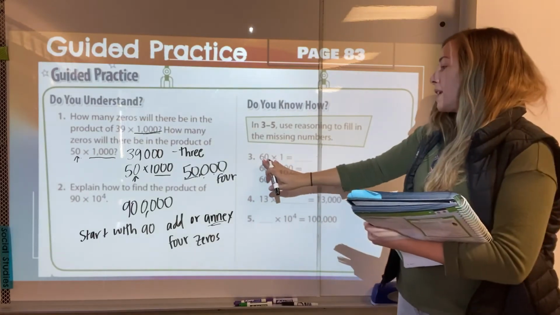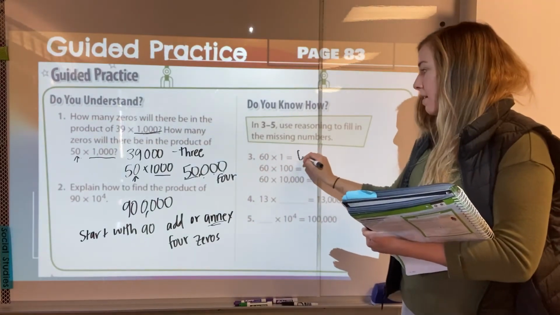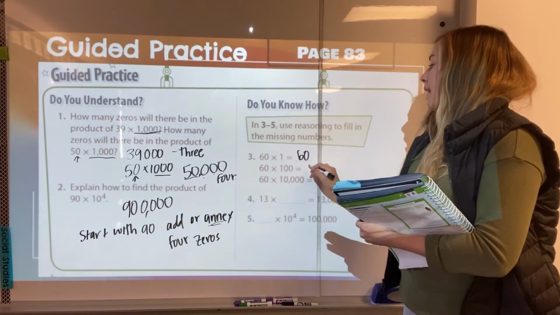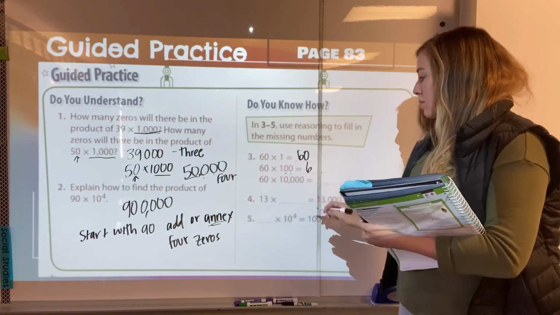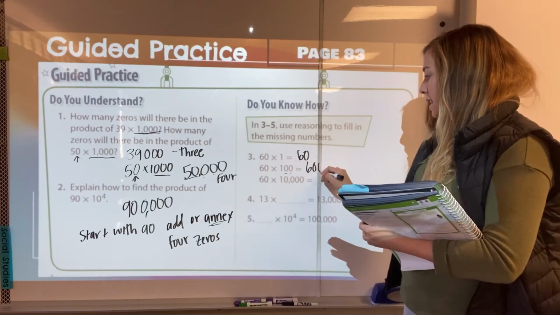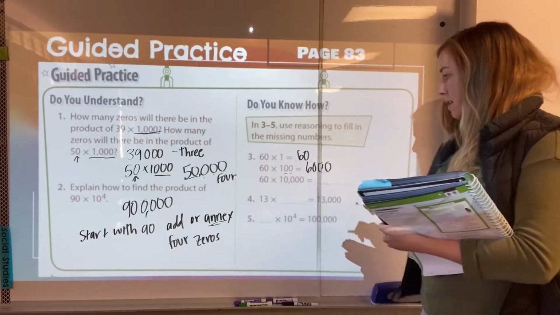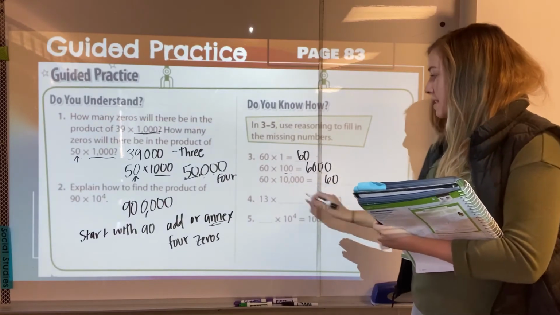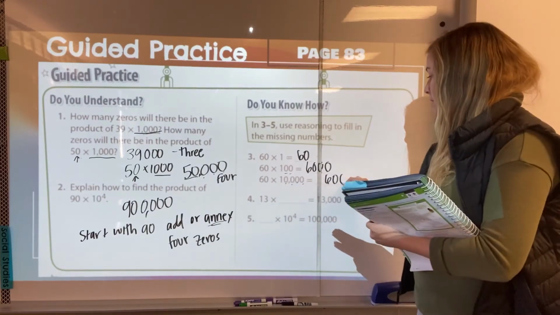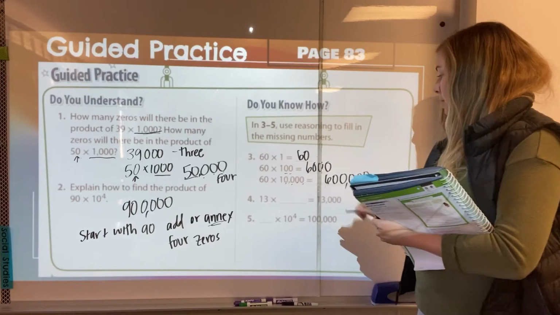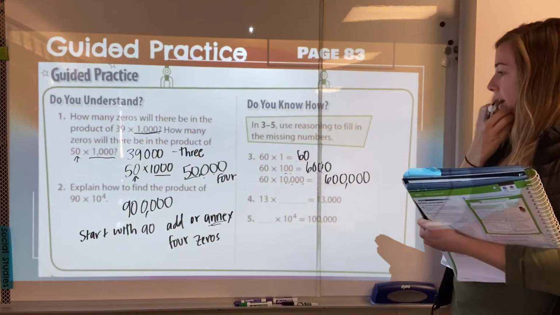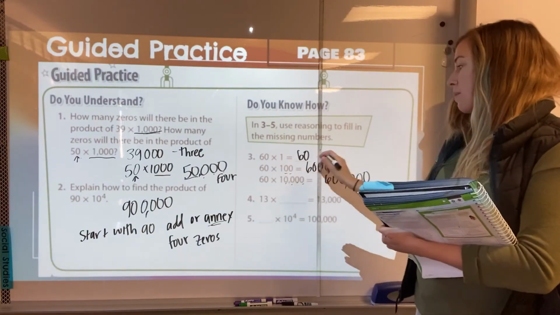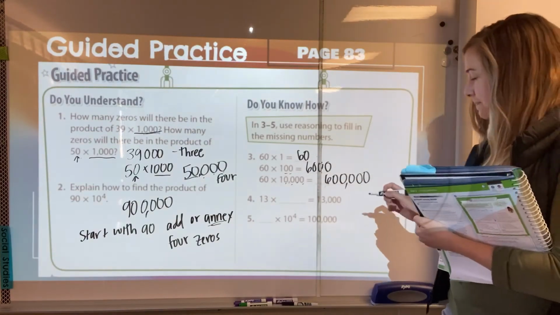So my first one is 60 times 1, so I know that's just going to be 60. 60 times 100, well, I'm going to have to add 2 zeros to that, right? So we have our 60, and I'm going to add 1 zero, 2 zeros. And then we have 60 times 10,000. So I'm going to start with my 60, and I have 1, 2, 3, 4 zeros that I'm going to have to add. And so we get 600,000 for our answer. And that was because the 60 had a 0 in with it, so we started with different zeros.